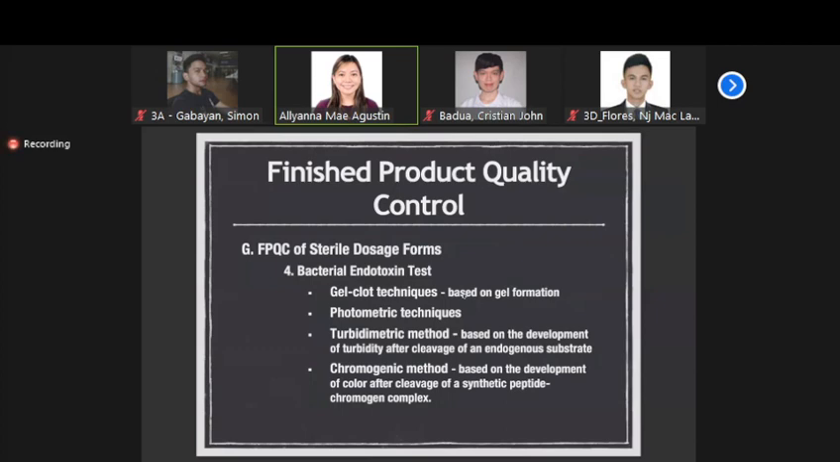Other techniques besides gel clot can be turbidimetric, where it becomes turbid, or chromogenic, where it generates color. Basically, LAL is still used, but the end result is different.